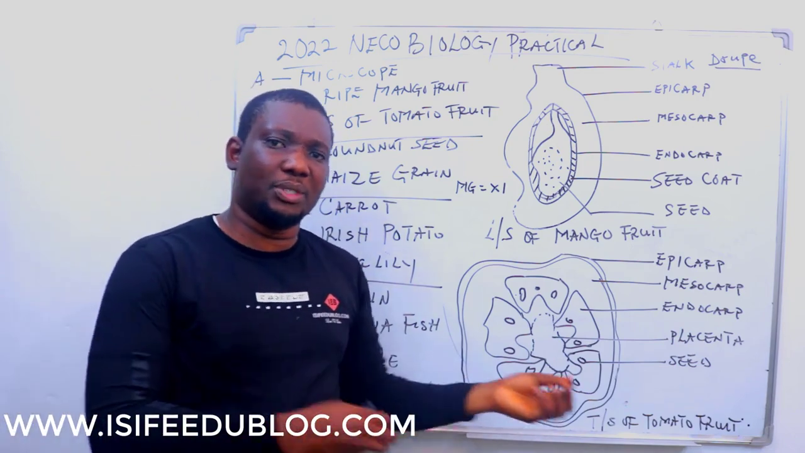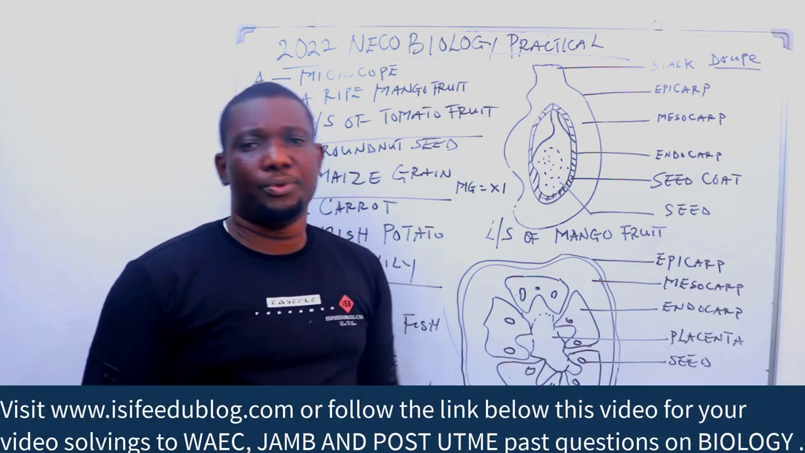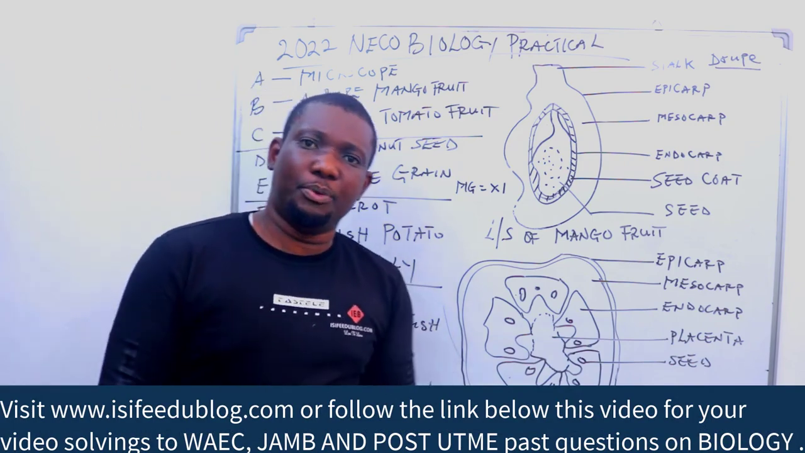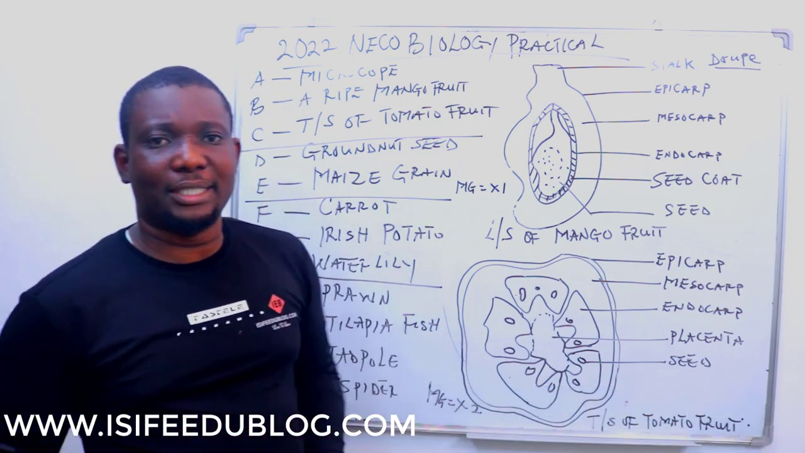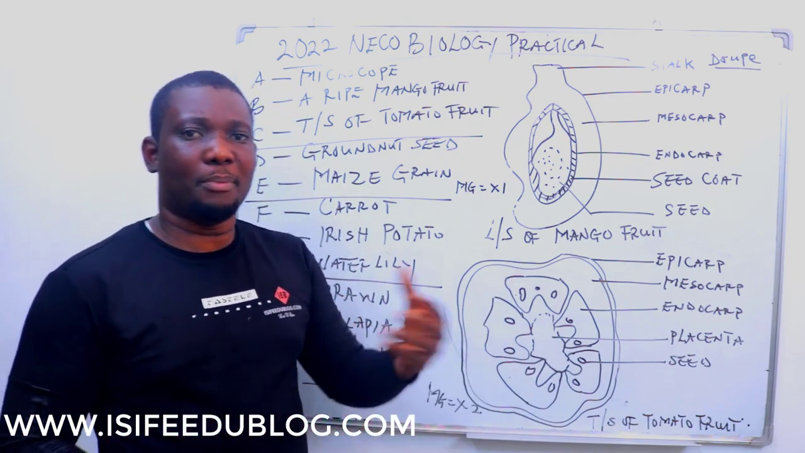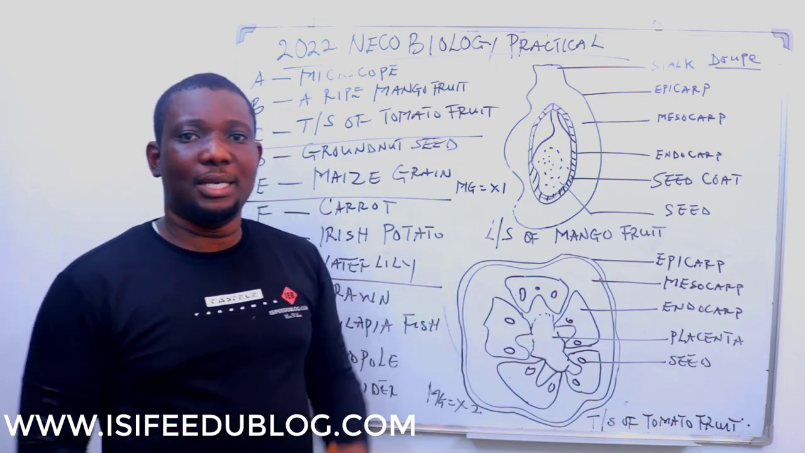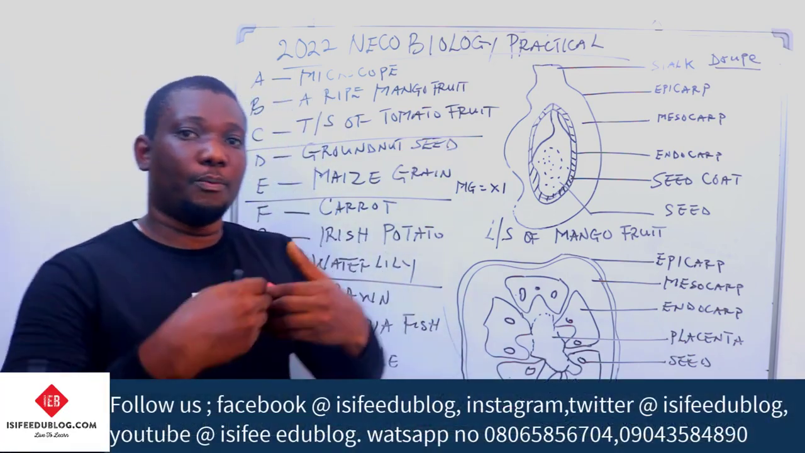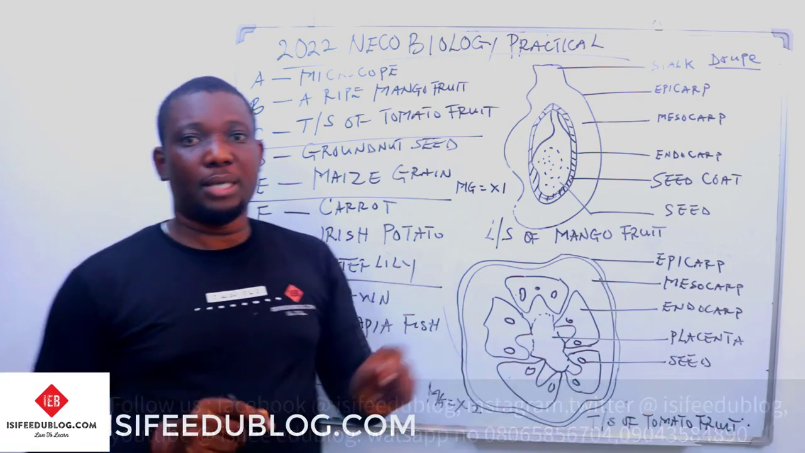Why is this fruit dispersed by man and other animals? It is because it is edible. What do I mean by edible? Edible fruits are fruits that are easily eaten by man and other animals. So because it is easily eaten by man and other animals, these two organisms will easily help in the dispersal of this seed for proper growth of the seed.